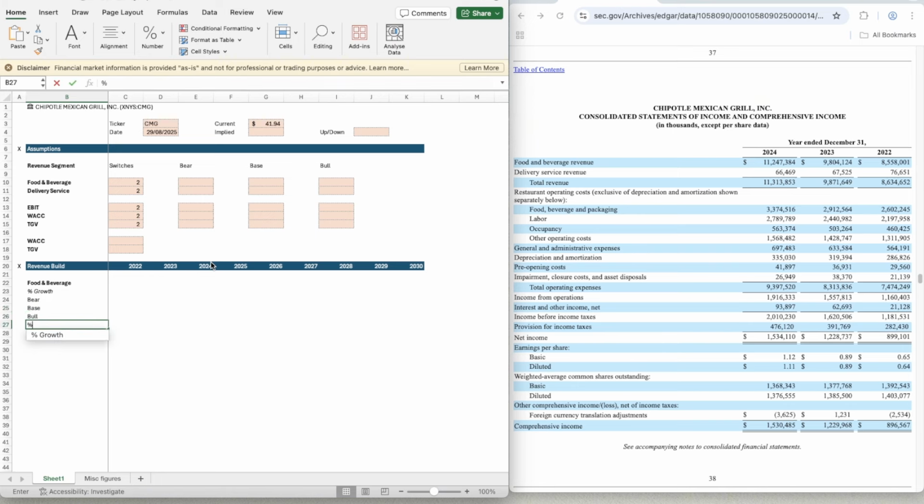Then we're going to go bear, base, bull. We can also look at, it doesn't really matter for this one because food and beverage is the majority of the revenue anyway. But if we're looking at other companies, sometimes it's nice to know what the segment as a percentage of total revenue is. Delivery, oh no, sorry. What you want to do is at least keep it dynamic so that if you change one, it changes all. And then, yeah, we can just take this down.